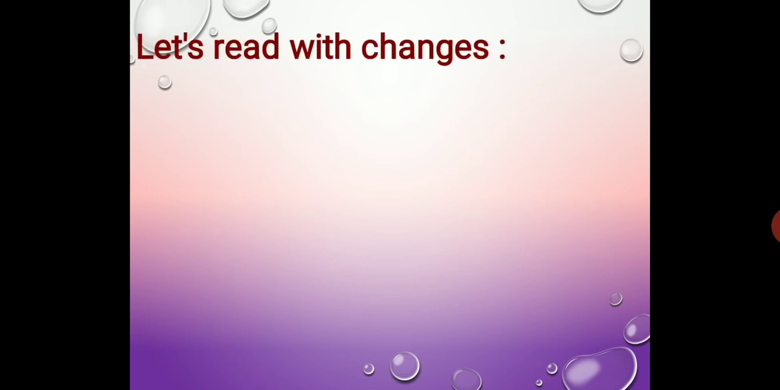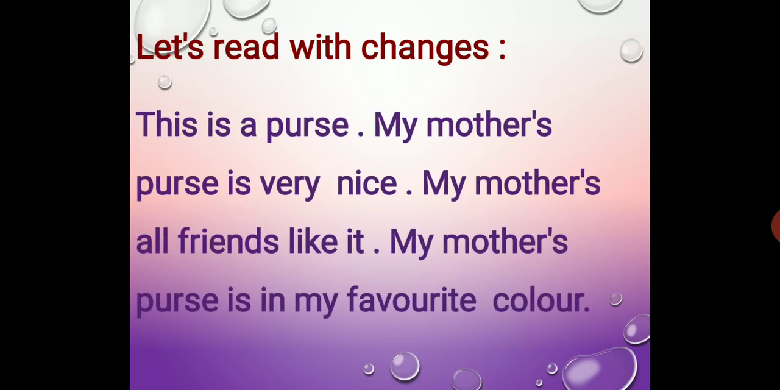Let's read the paragraph with the changes. So now what will be the paragraph with the changes? Let's see. This is a purse. My mother's purse is very nice. My mother's all friends like it. My mother's purse is in my favorite color.